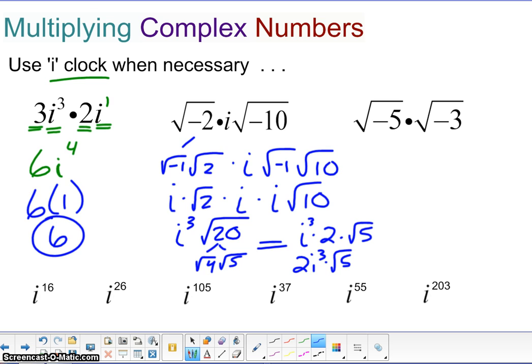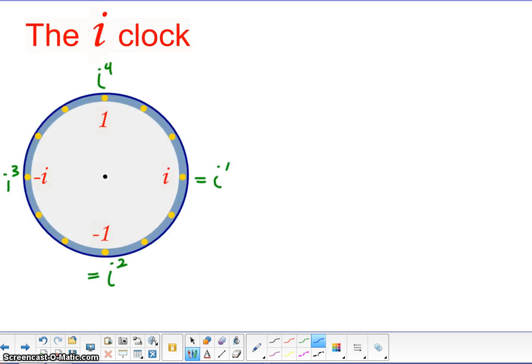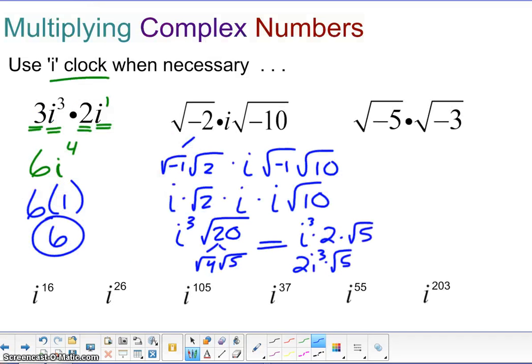Now if you go back to your i clock, what it says is that i cubed equals negative i. So we can simplify this to 2i square root of 5, and a negative, because it was negative i, for our final answer.